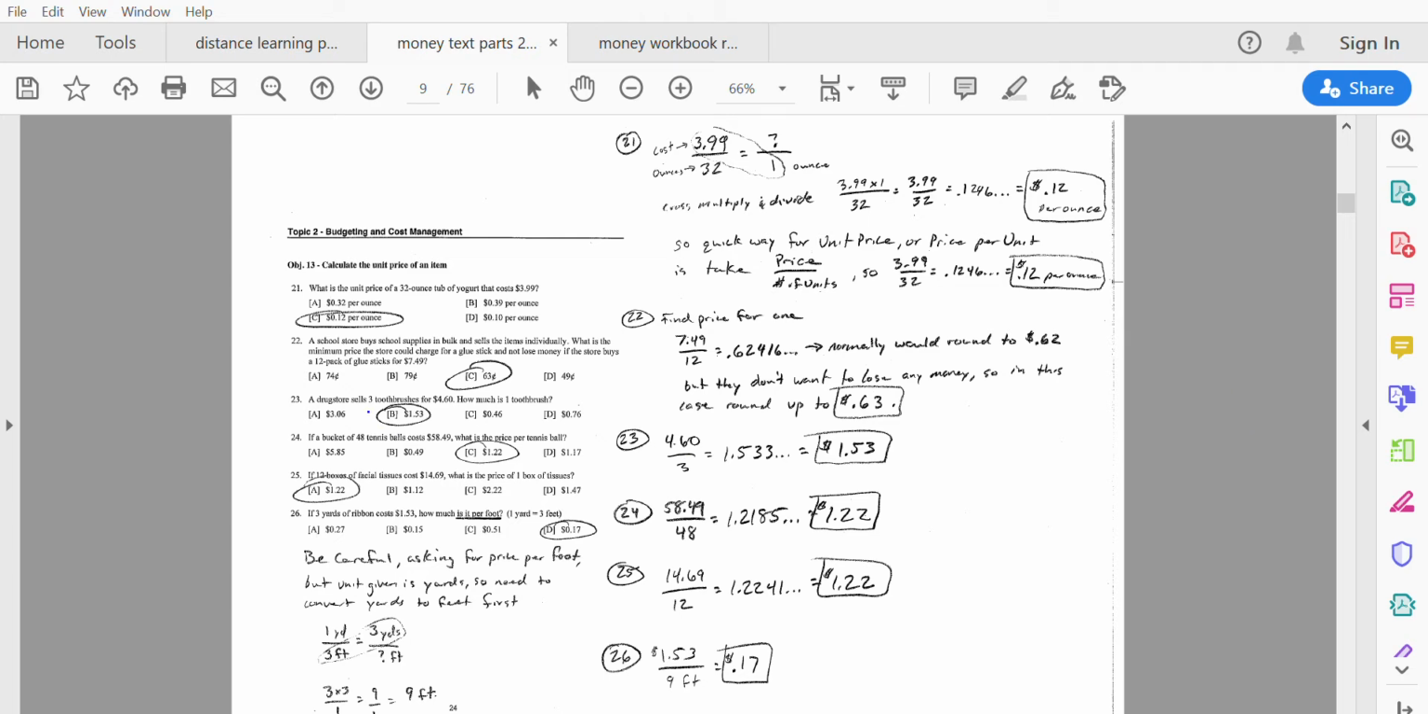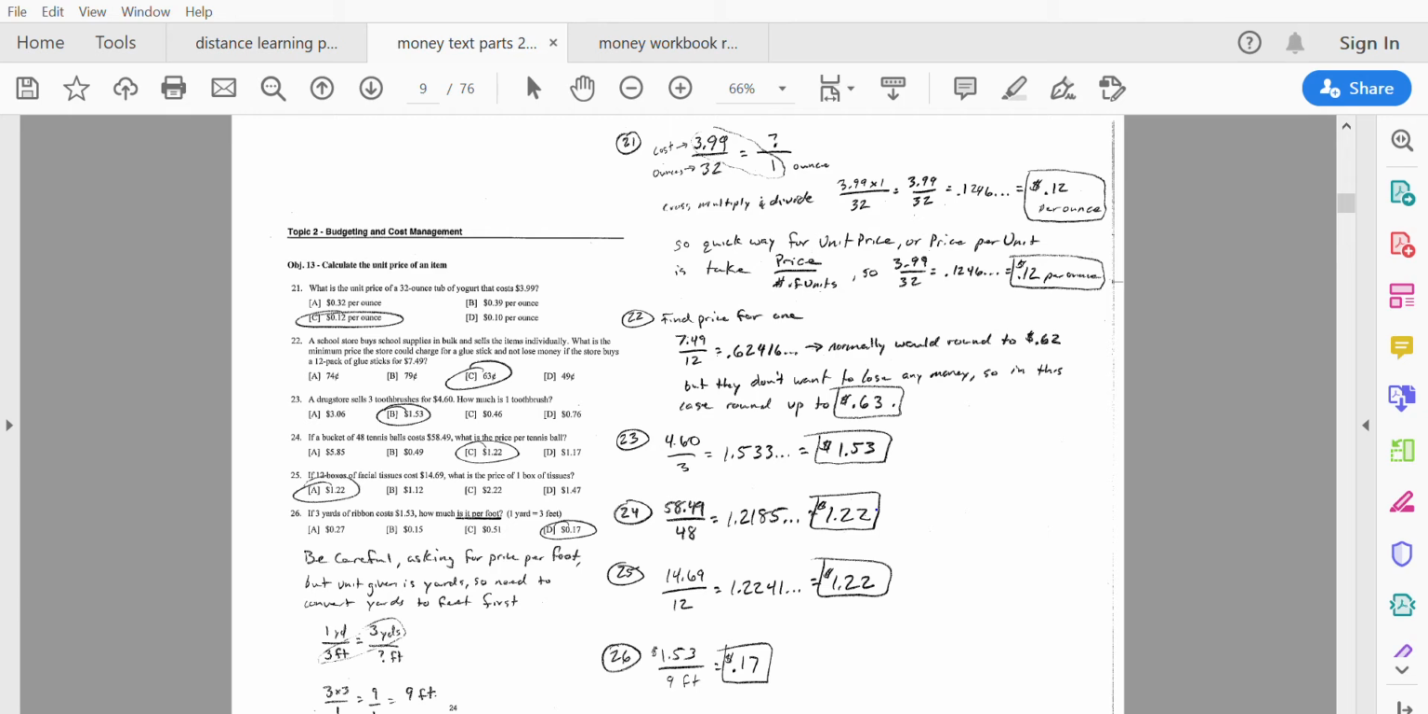Number 25, another one that should be easy. 12 boxes of facial tissues for $14.69. How much is it for one? Price goes on top, number of boxes on the bottom. 1.2241 when you divide, so $1.22 per box.